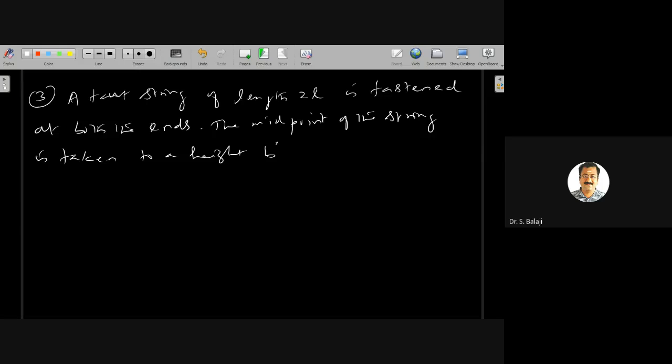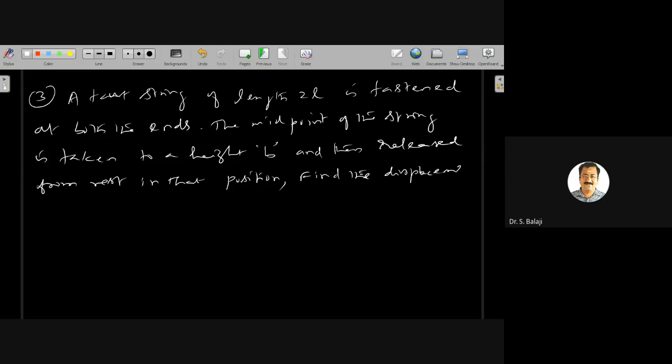Taken to a height B, and then released from rest in that position. So find the displacement of the string.